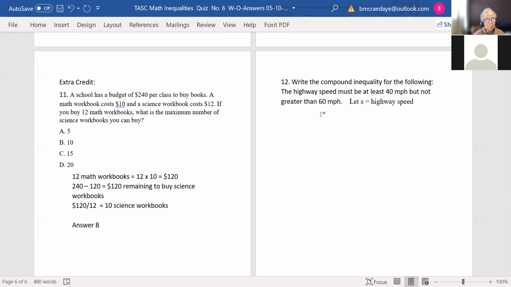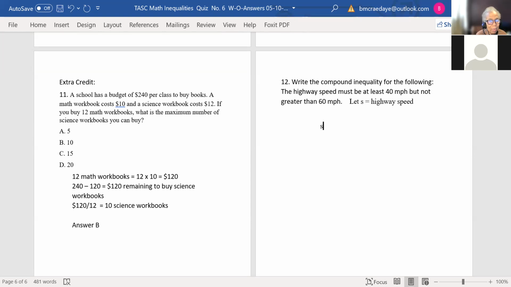So this one, we want to write it as, well, we'll have S. S is the speed, so let's just put S here. That's the variable. Now, the speed must be at least 40 miles per hour. In other words, you can't go less than 40 miles per hour. And you cannot be greater than, so you can't exceed 60 miles per hour.